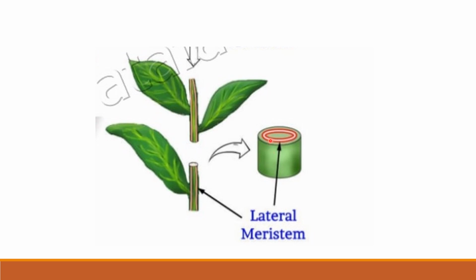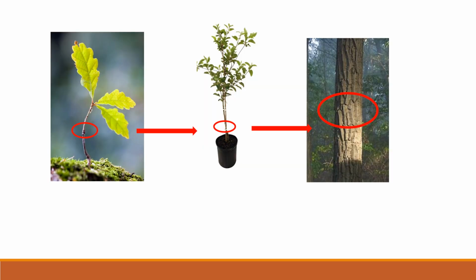When they grow, the ring will increase in size, the diameter will increase, so that the thickness, the girth of the plant will increase. As you can see, the girth of the plant from the small sapling to the plant and to the tree, till it forms the bark, will increase with the help of lateral meristems.